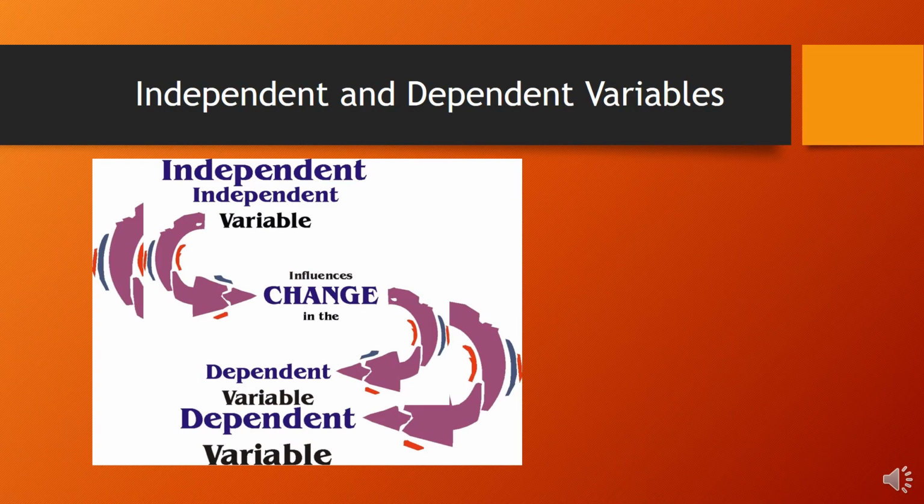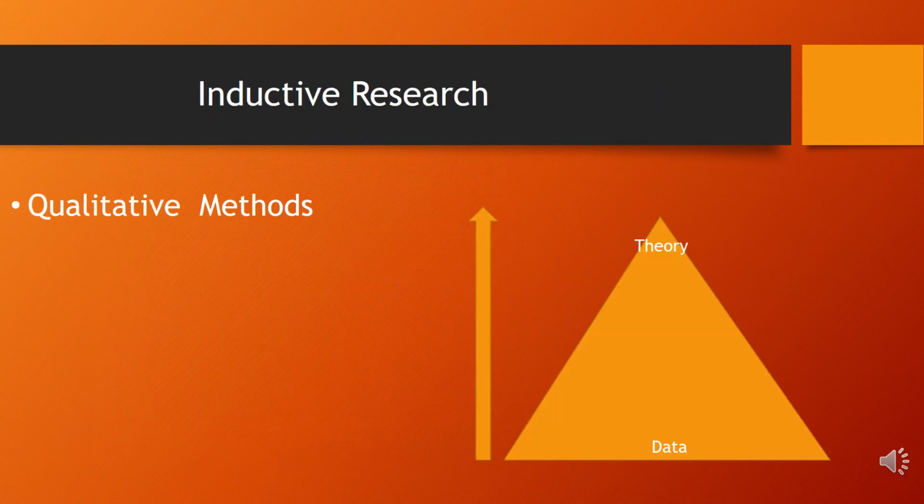So since the independent variable changes or influences the dependent variable, in this example, the reading comprehension strategies, based on our hypothesis, should influence or change students' reading scores. We call this change the dependent variable.